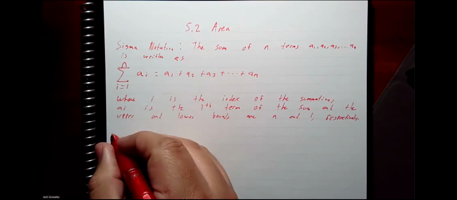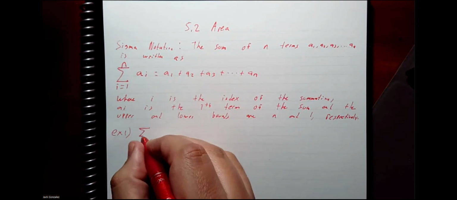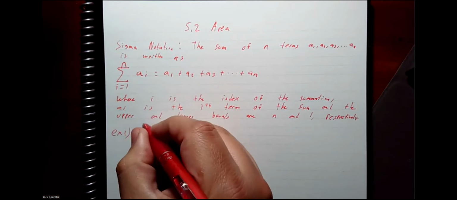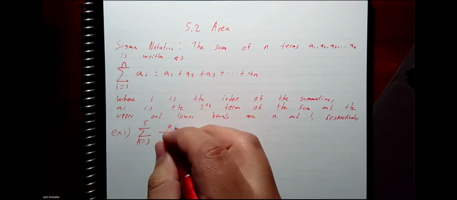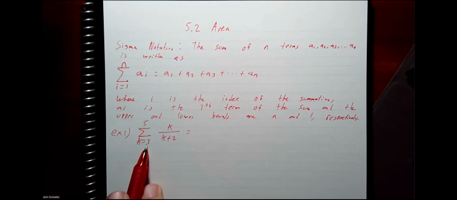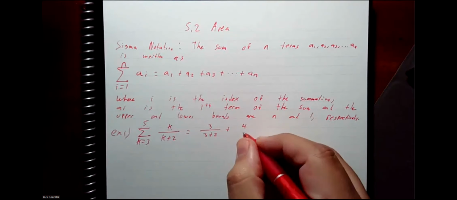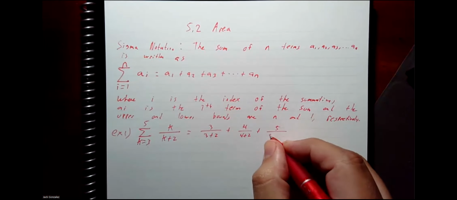All right, so first example. So if you have the sum, well, let's say k equals 3 to 5. And they give you the formula. The first part is always kind of like your formula: k over k plus 2. So you start at this point 3, and you go all the way until the end point 5. So this would be 3 over 3 plus 2, plus 4 over 4 plus 2, plus 5 over 5 plus 2.